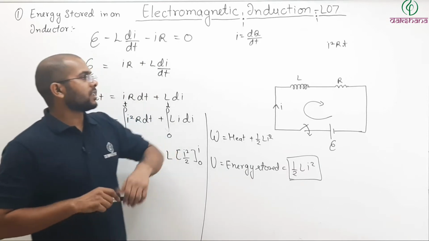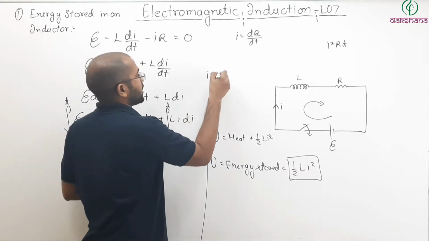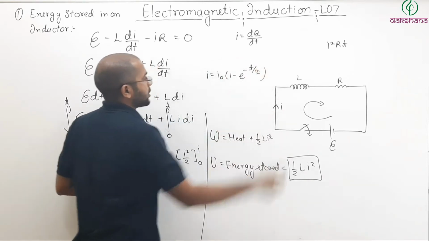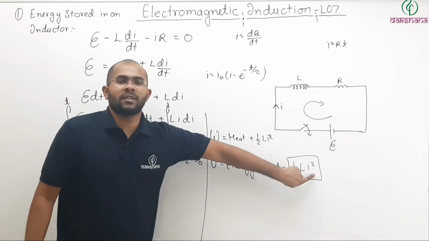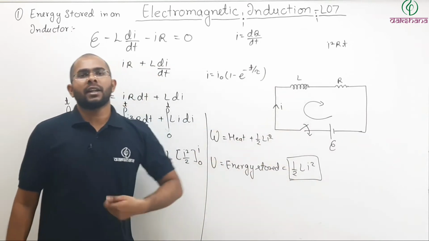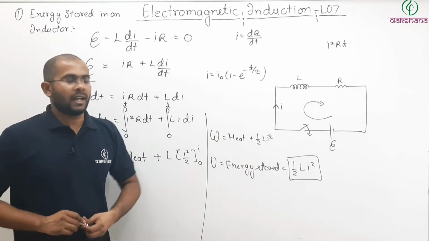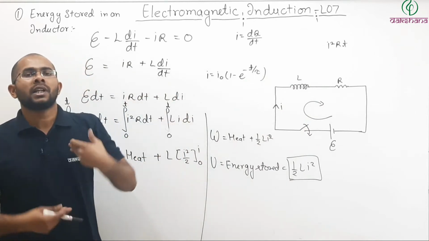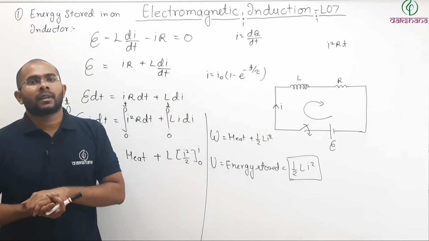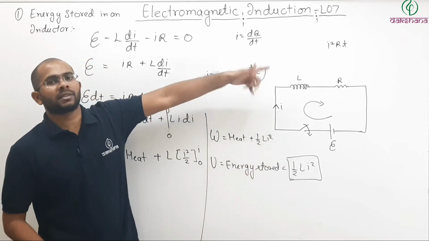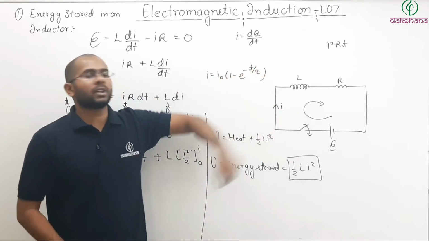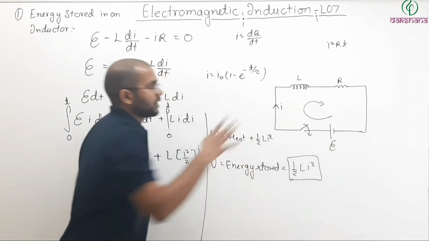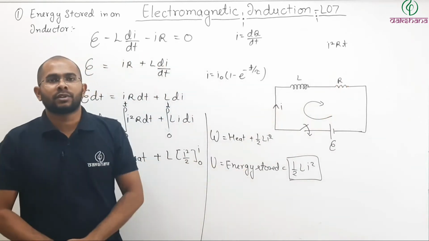Now, as we have already studied, I is nothing but I naught times 1 minus e to the power minus t divided by tau, where tau is the time constant. So if I is a function of time, then energy stored in the inductor will also vary with time. And as the current increases, magnetic field increases, so energy stored also increases. What will happen after some time? After some time, this current will become maximum, saturated, and the energy stored in the inductor will also become saturated. After that, total amount of work done by the battery will go to the resistor as heat produced.